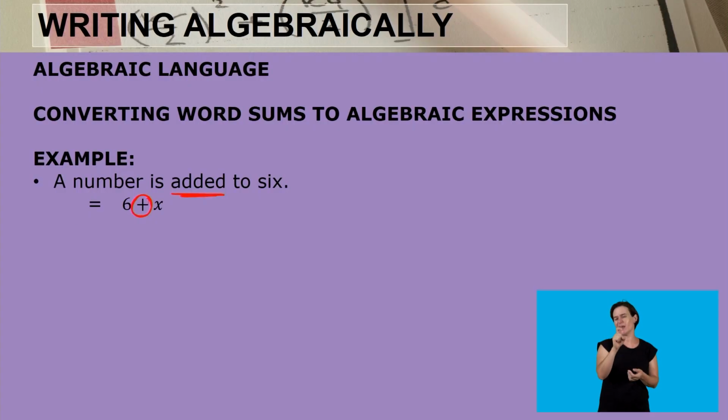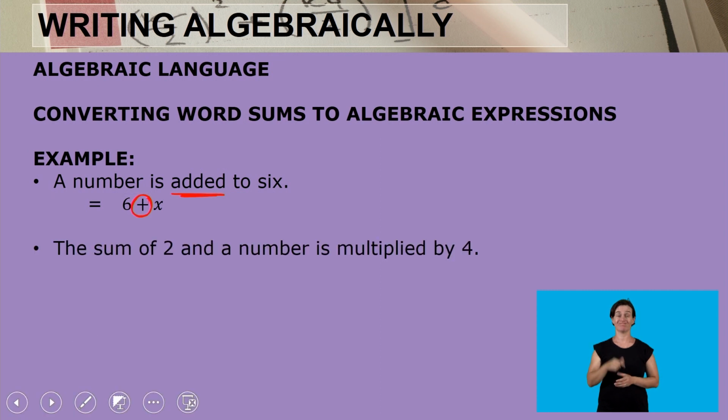Now remember, we said we use variables to represent numbers that we do not know the value of yet. So when we say a number, that means we can use our variable to represent that number. So we can see that that number is being added to 6, and that's why our expression is 6 plus x.